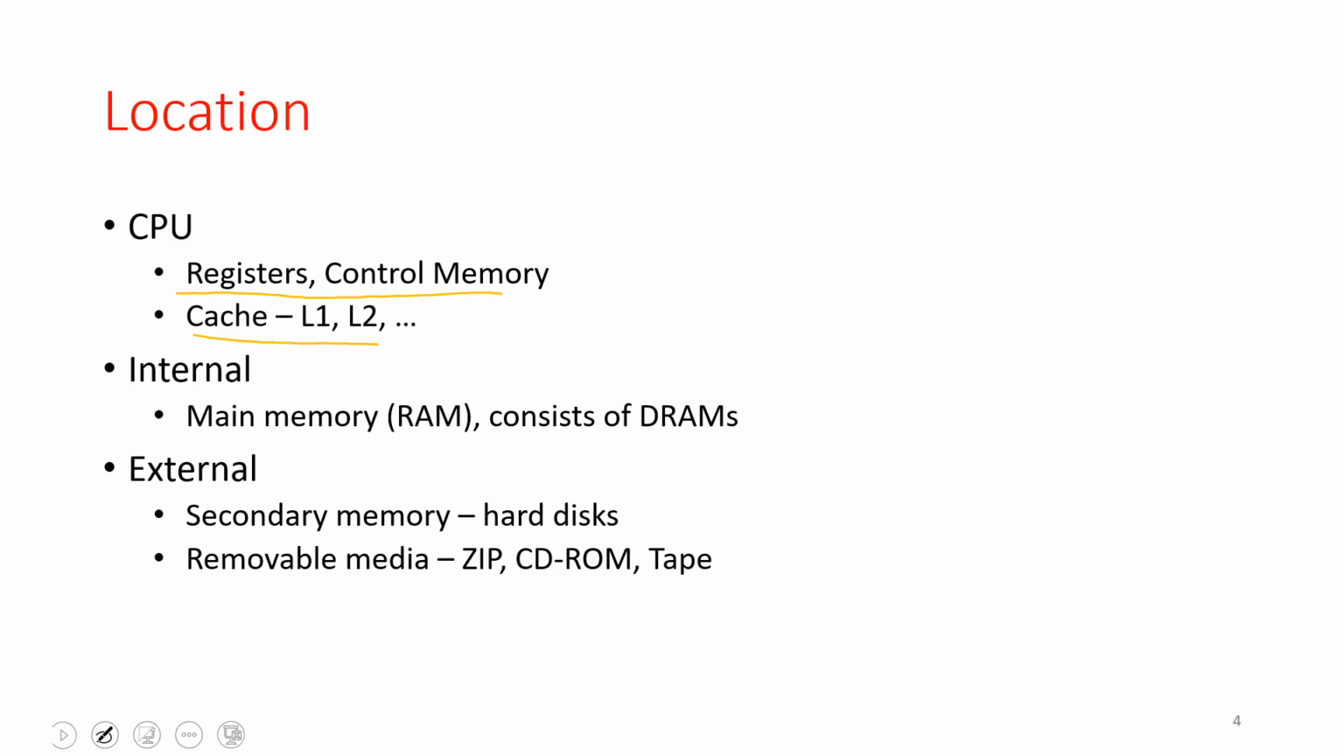Then we have what can be called the internal memories. These are the main memories, or what we call RAMs. They are located much closer to the CPU as well, and we identify that as internal. Then the last category is what we call the external memories, and these are the hard disks and other removable mediums that can be considered as external memories.